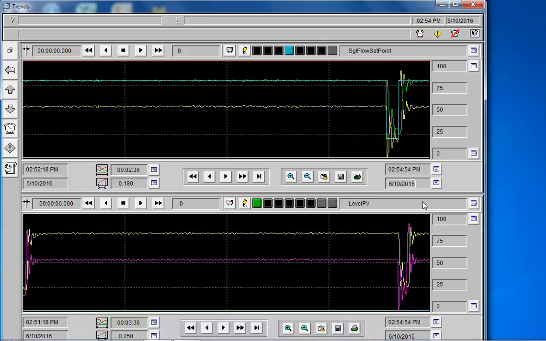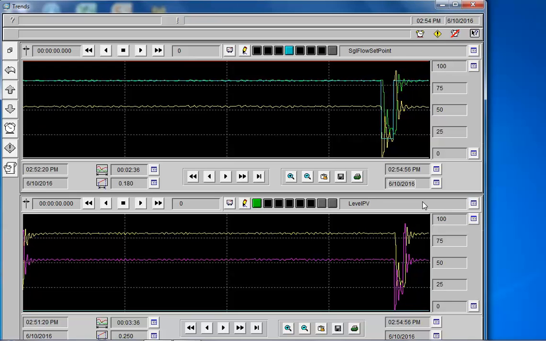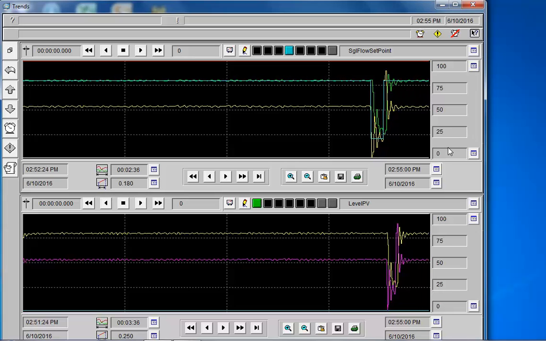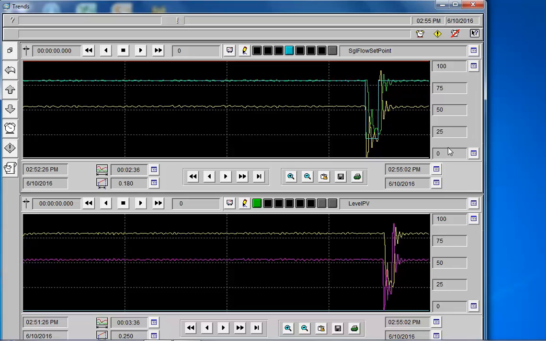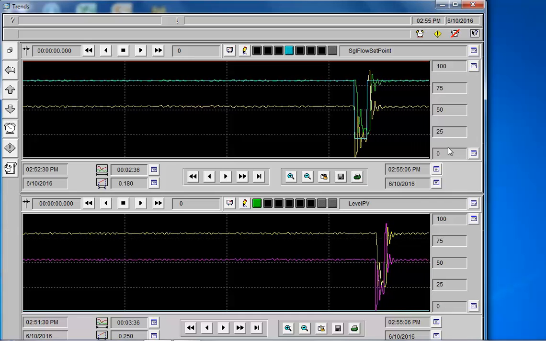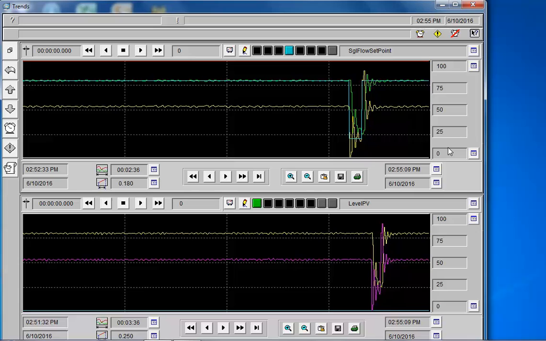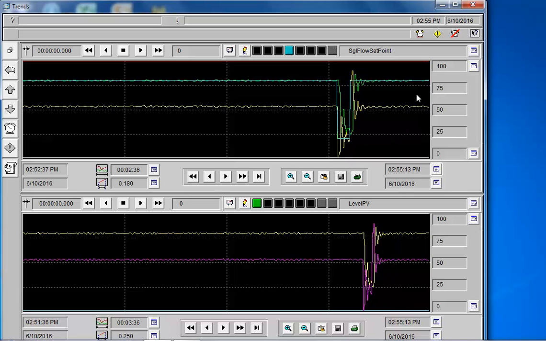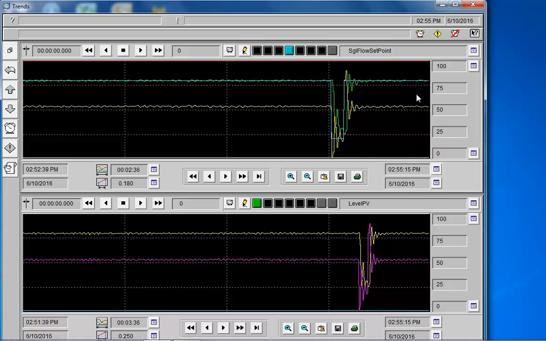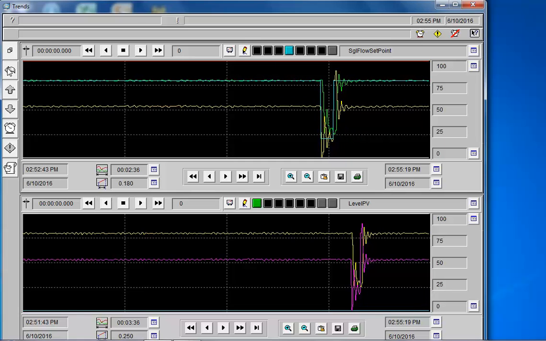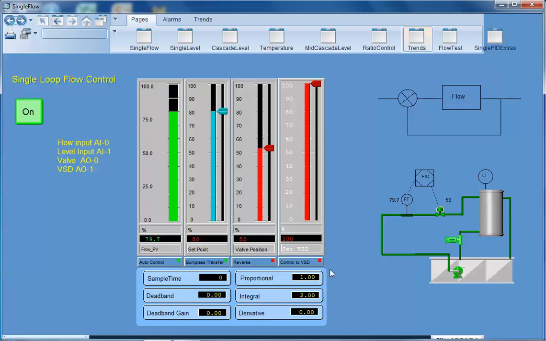The first question is, is it fast? Yes, it is. We can see that our flow rate is achieving set point very quickly. Is it stable? Well, no. We've got significant overshoot and oscillation. Is it accurate? Well, not terribly accurate. As I say, we've got instability on there. So let's go back and look at fine-tuning.